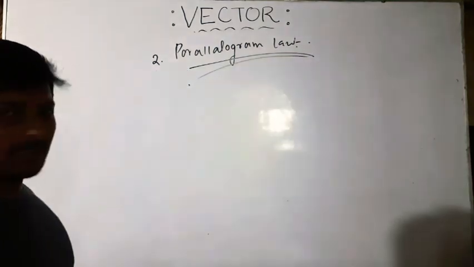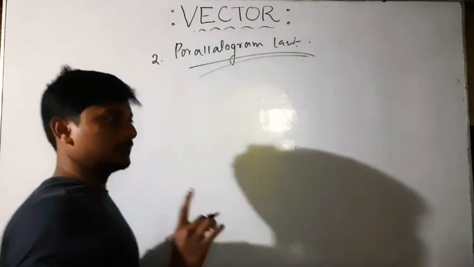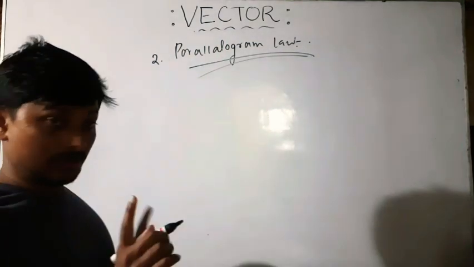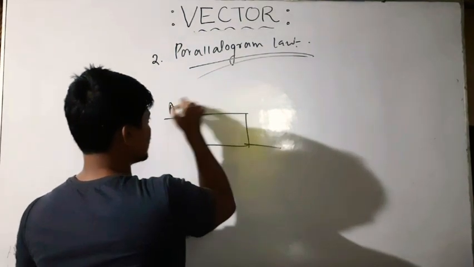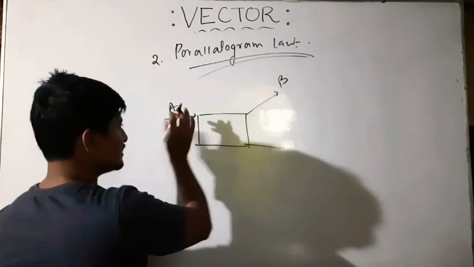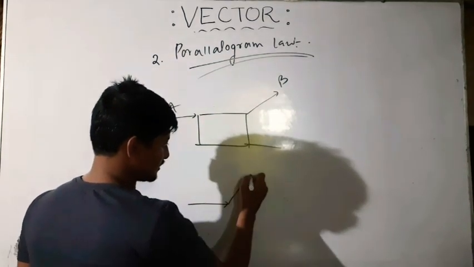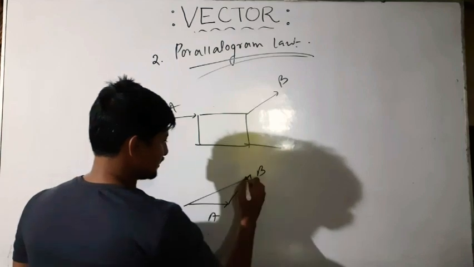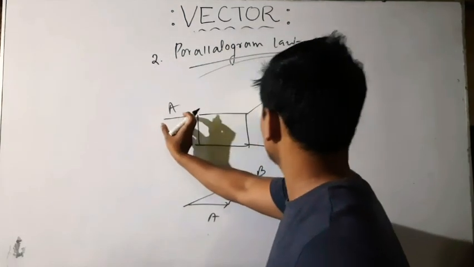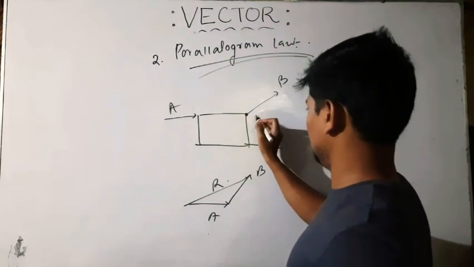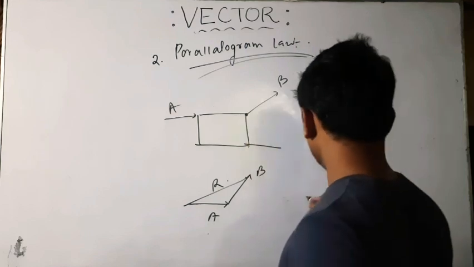But here there is a difference. See, initially the two vectors were represented by the two sides of a triangle. Let me take the example. Here was a vector and here was another vector. What I did, I moved this particular vector to this point along the line of impact, isn't it? So this was the resultant here. But in triangular law, what I'll do, I'll move this particular vector to this point. Initially, this point was the ending point.